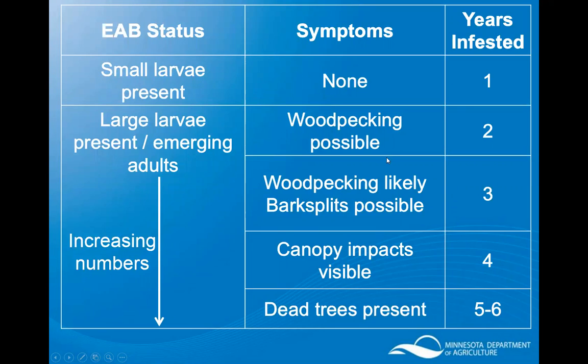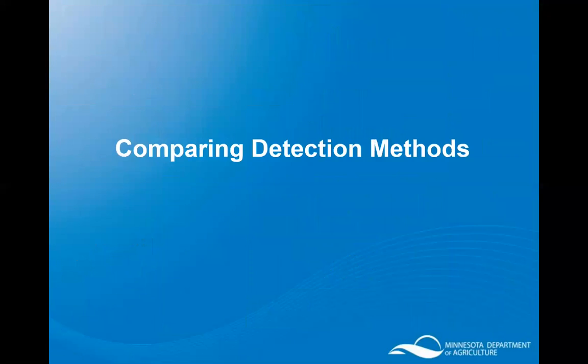Not always. There have been exceptions where we have trees that are very heavily infested with emerald ash borer, do not have any woodpecking, we can't find any bark splits, so it's not a 100% rule. But I would say in general, these symptoms are going to appear first. And how do you watch for it? Well, you watch for these things. And again, we like to do that during the winter.